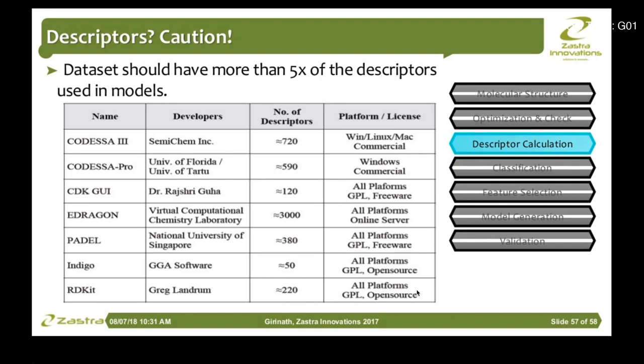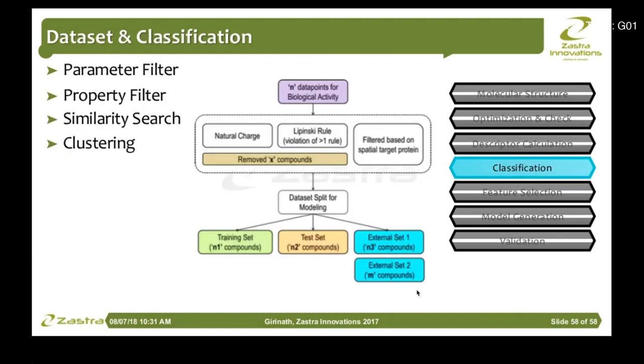And there are plenty of other commercial tools also, which I do not want to address here. Now, dataset and classification is also important. Let's say you have n data points of biological activity. Now, we need to do a little bit of filtration: tautomers, salt forms, small fragments and big fragments in a single compound, all these things have to be filtered.